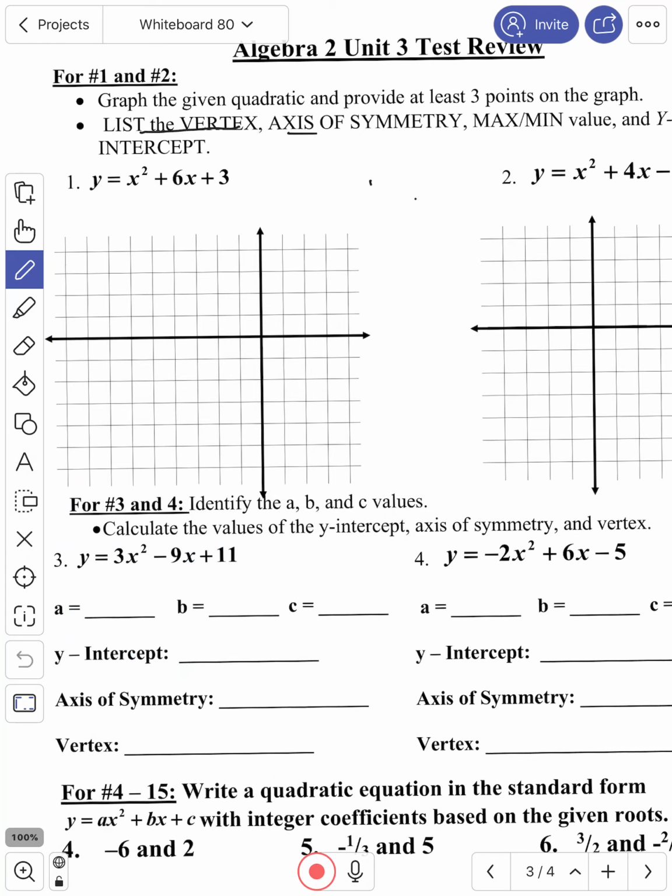going to find the vertex, the axis of symmetry, say if it's a max or min, and find the y-intercept. You can follow along on your worksheet. I'll explain how we will provide at least 3 points very easily. To get the vertex, I'm going to say negative b over 2a, where in this case a is 1, b is 6, and c is 3.